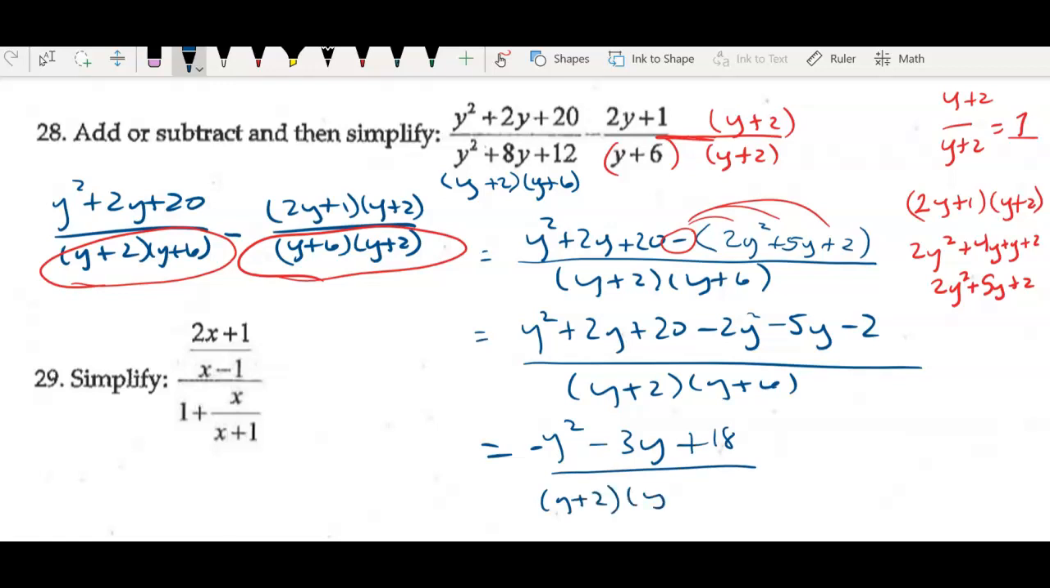Don't forget, it's always over this. And if you want to take the denominator off to the side and work on it on its own first, you can certainly do that. It's a little bit neater. All right, I'm going to pull out a negative 1.